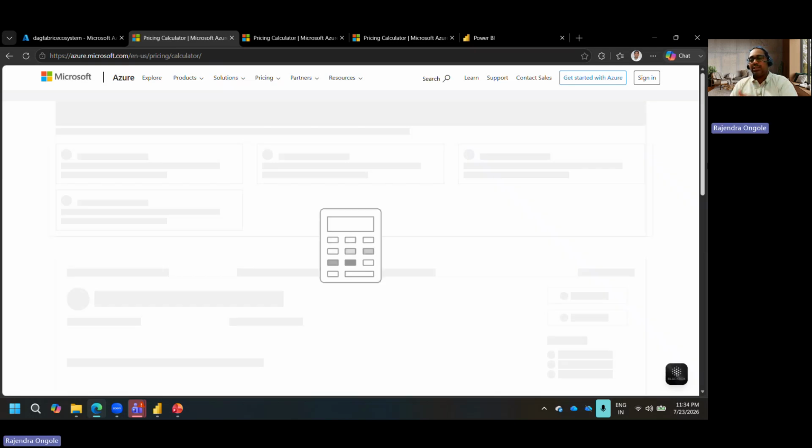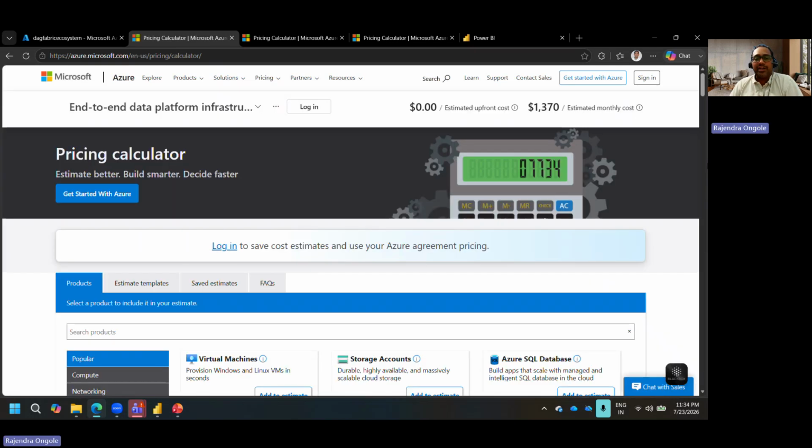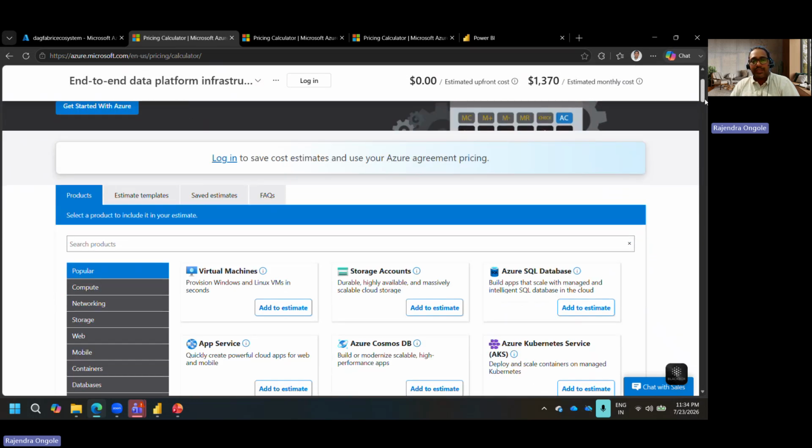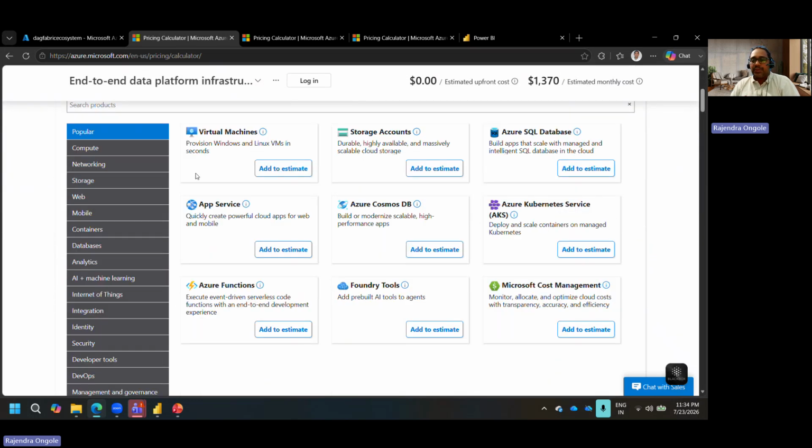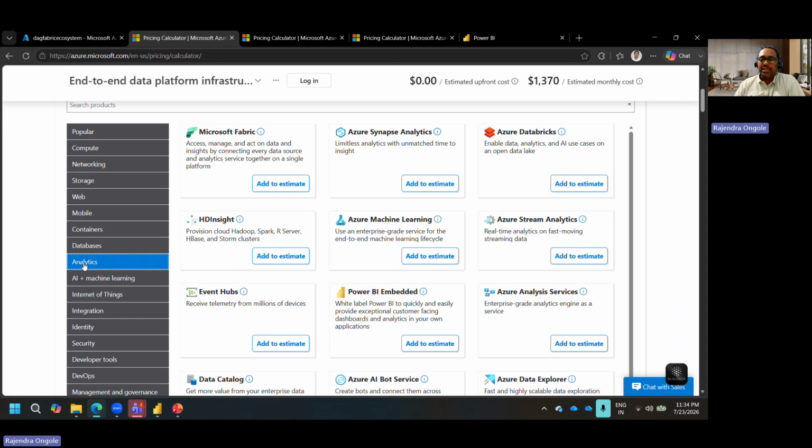It will give you all the items that are available in the Azure platform. You can see here, a little down, virtual machines, storage accounts, SQL database, and so on. As per the left-hand side, you can select. Currently we are working on the Fabric related, which comes under the analytics topic. Click on this analytics.